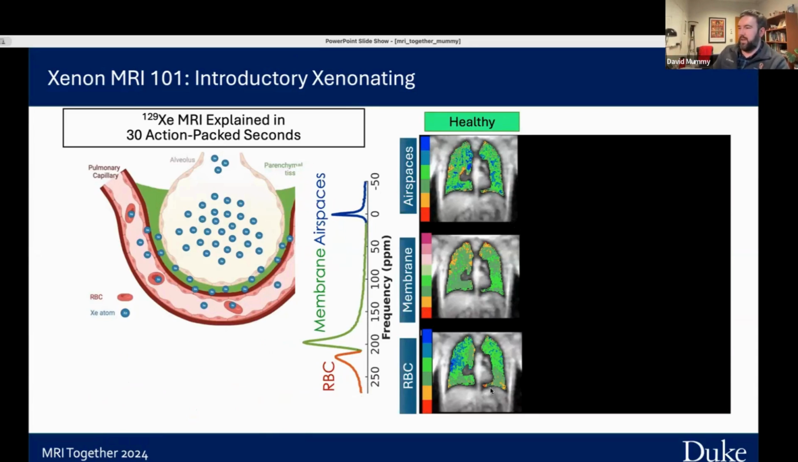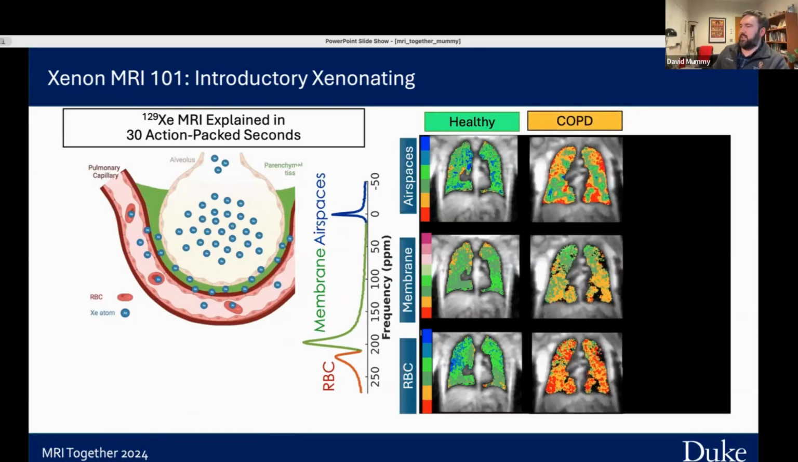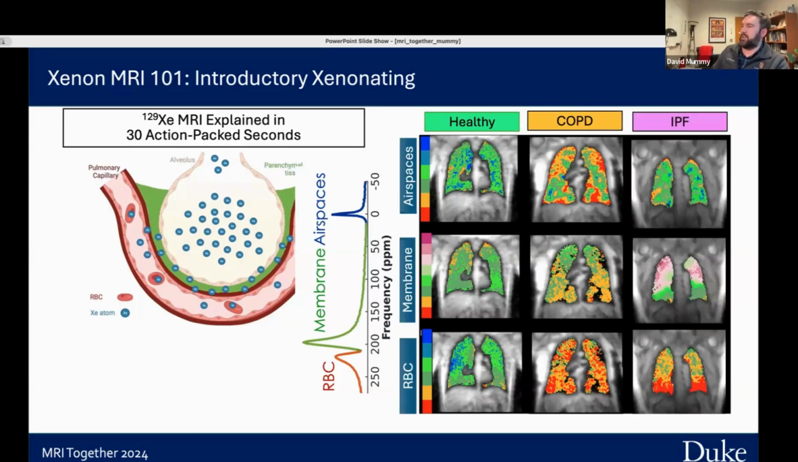So the thing to know here, much like Gordon Gekko in Wall Street, green is good. And if we're looking at a COPD image, you see these ventilation defects indicative of airway obstruction, RBC defects in the vasculature. And then in a fibrotic lung disease like IPF, we actually see an increased membrane signal, theoretically due to an inflammatory process or fibrosis.